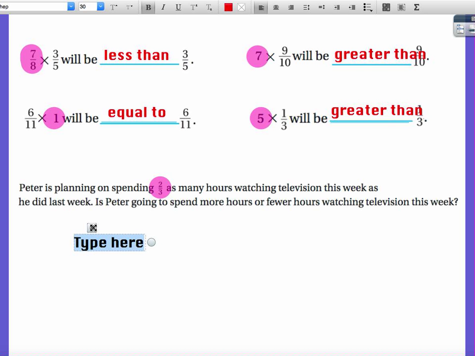So that means that we're going to be watching fewer hours because no matter what it is, we're multiplying by something less than 1. That's the lesson today about how to figure out whether your answer is going to be greater than, less than, or equal to, just by looking at if what you're multiplying by is bigger than 1, smaller than 1, or equal to 1.